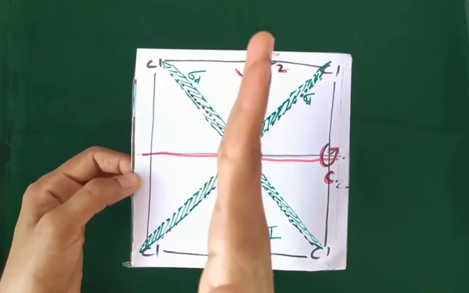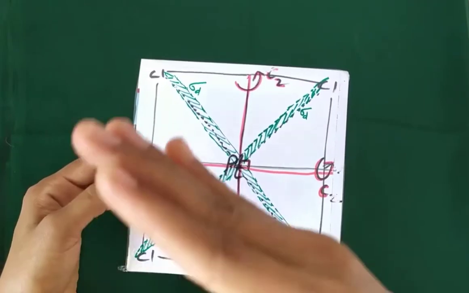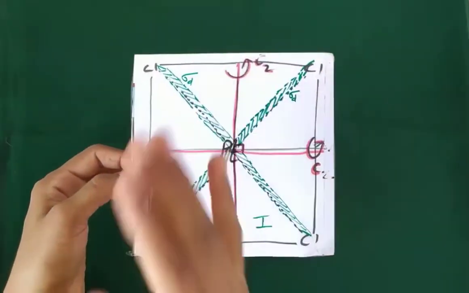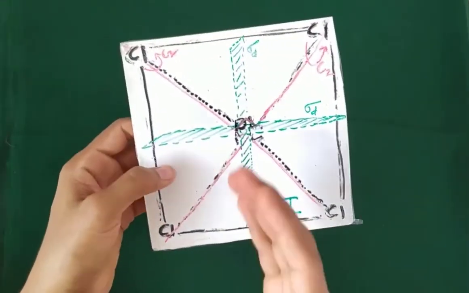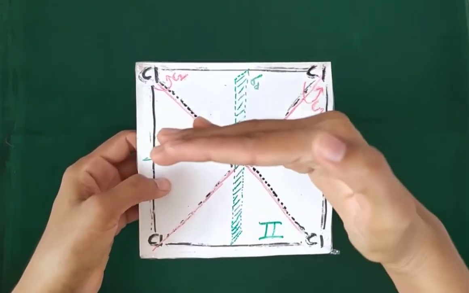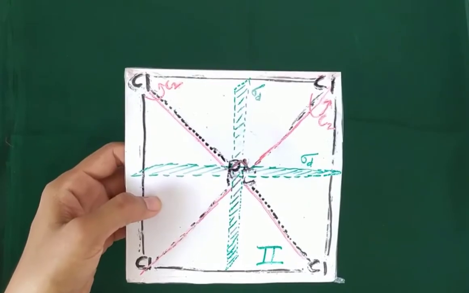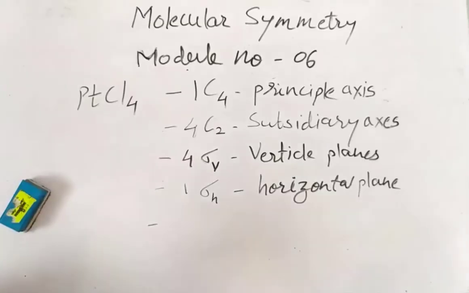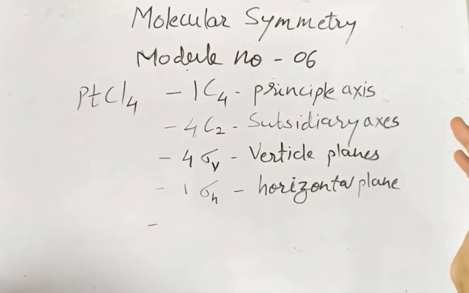Alright, C2s, dihedral planes, C2s and dihedral plane. Alright. Okay, so till now in PtCl4 molecule we have obtained this much axis and this much plane.